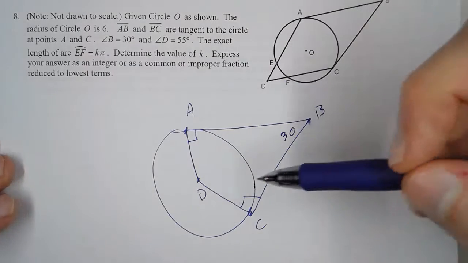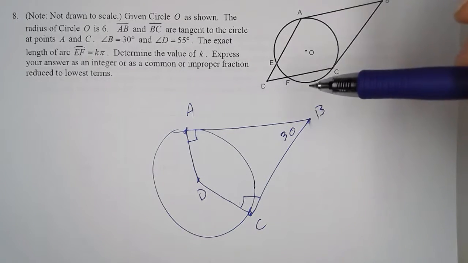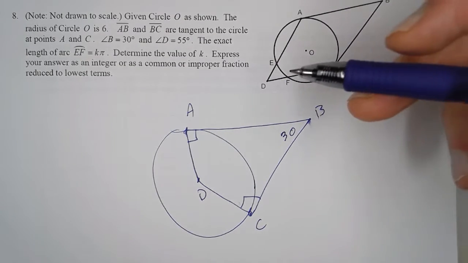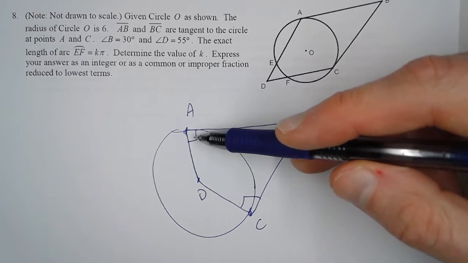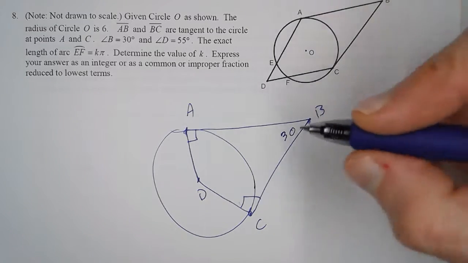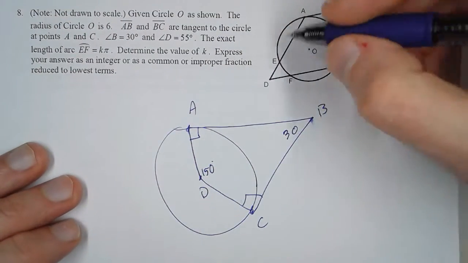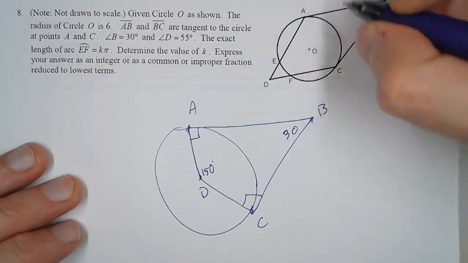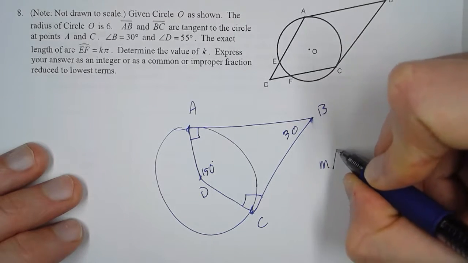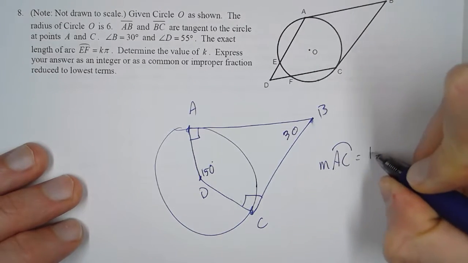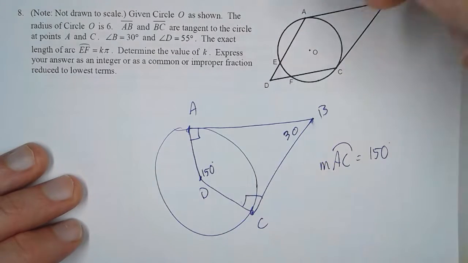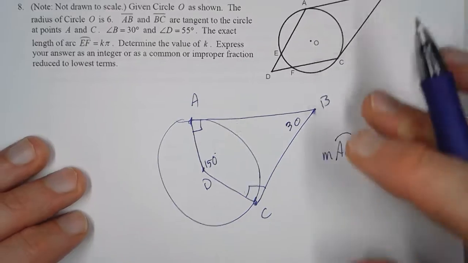Well, this makes a quadrilateral, and in a quadrilateral, all the angles add up to 360 degrees. So if we subtract 90, 90, and 30 degrees, we get 150 degrees. Now that gives us the arc measurement of AC, because 150 is the central angle, so AC has that exact measurement.